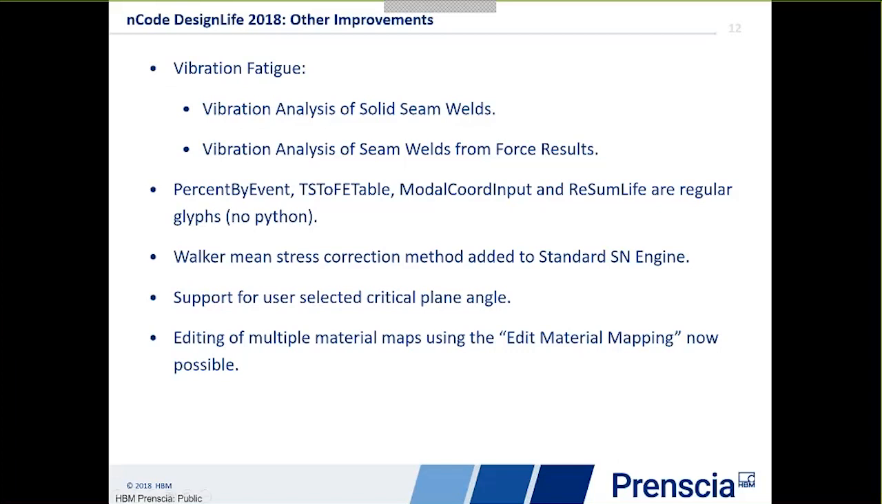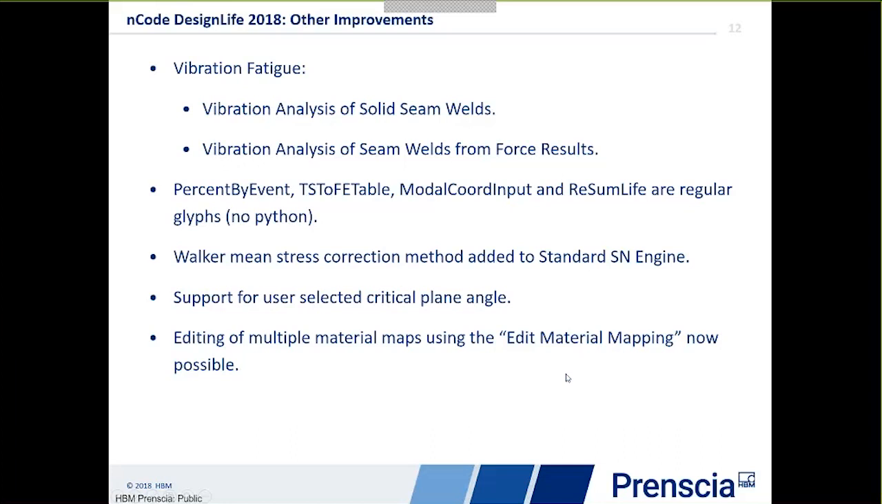We've also added a new mean stress correction method to the SN engine. So this is the Walker mean stress correction method. This allows you to add different Walker parameters for tension and compression and be able to do the Walker mean stress correction. Up until this point, the critical plane angle calculation has been fixed at 10-degree increments. So this has now been changed so the user can change the angle. So if you want to home in more accurately on your critical plane, you can reduce that angle, or you can make it slightly larger to reduce the number of planes to begin with.